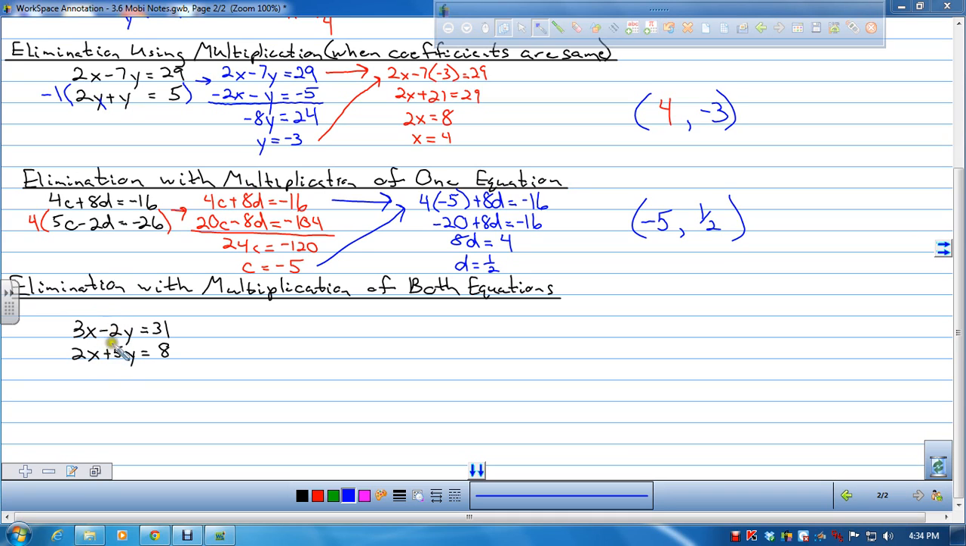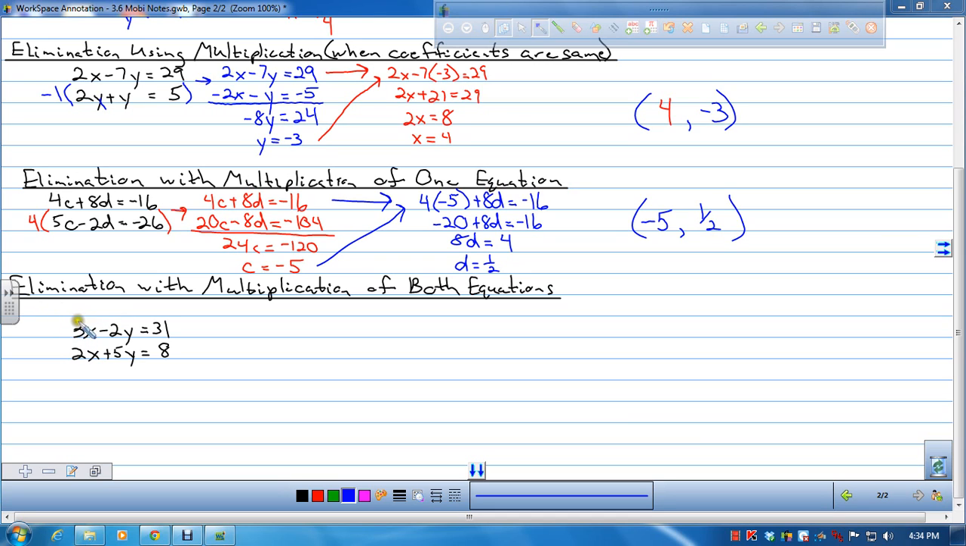One, I could do it this way. I could make this into a -10 and this into a +10, which means I'd have to take the top times 5 and the bottom times 2, right? Which that would be perfectly fine, and you would get there from that. But for the sake of showing you something, I want to show you something else.